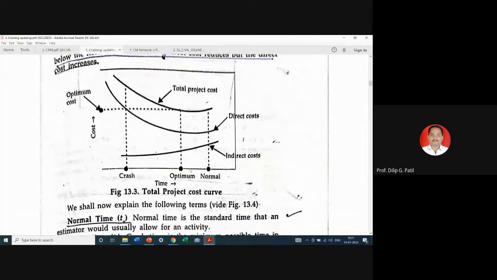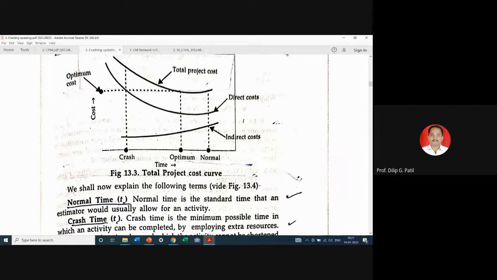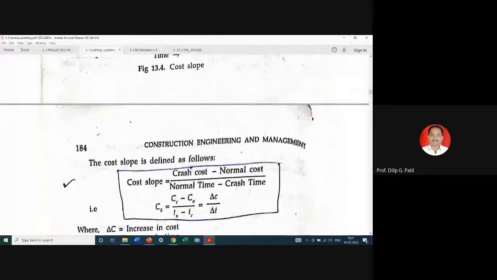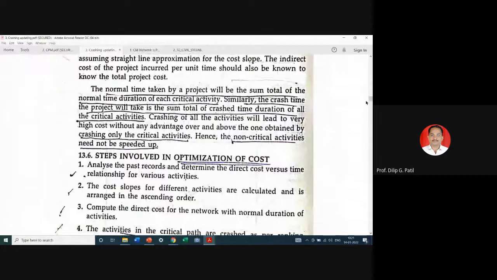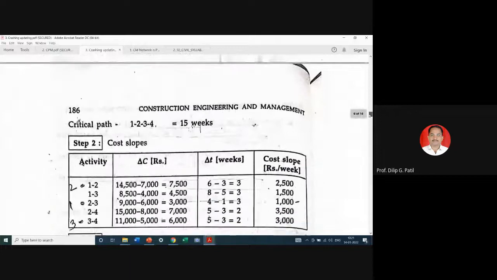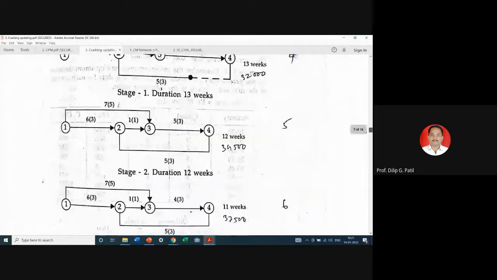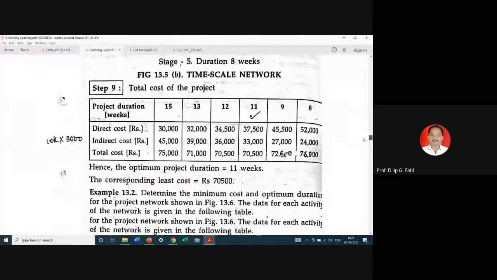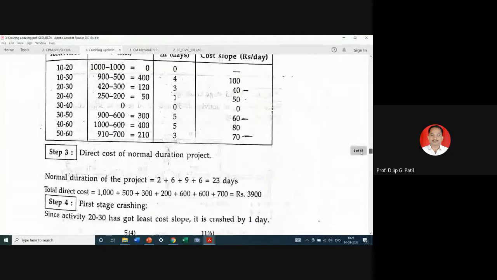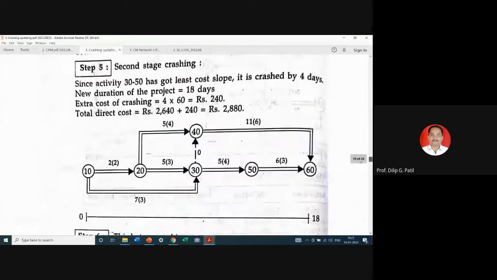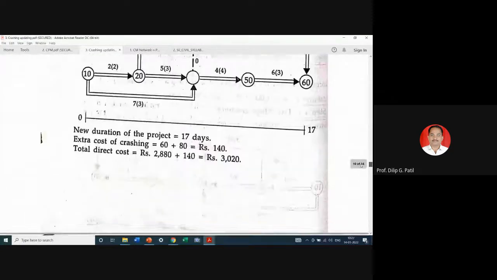So I was talking about this total project cost curve, like direct and indirect cost. This is direct cost and this is indirect cost, and accordingly the total project cost that we will see. Very interesting numericals are there about crashing of the project network. We have to decide how much we can crash the project or where we should stop.